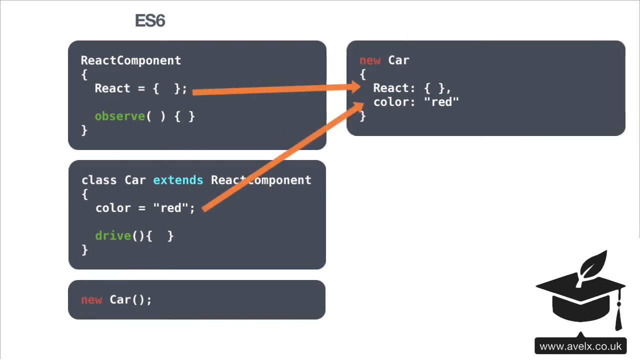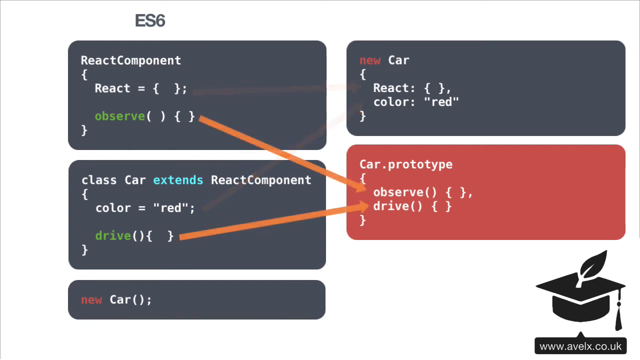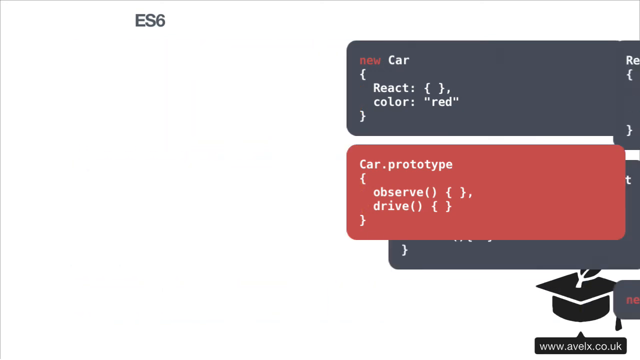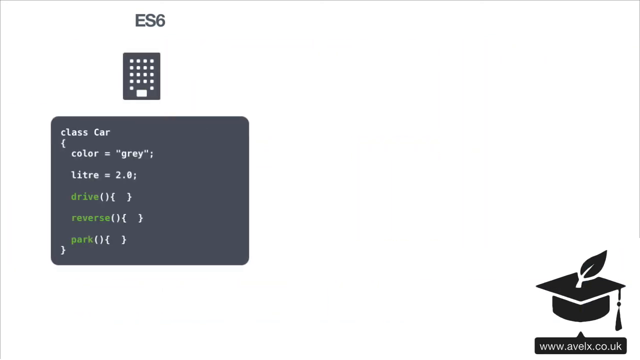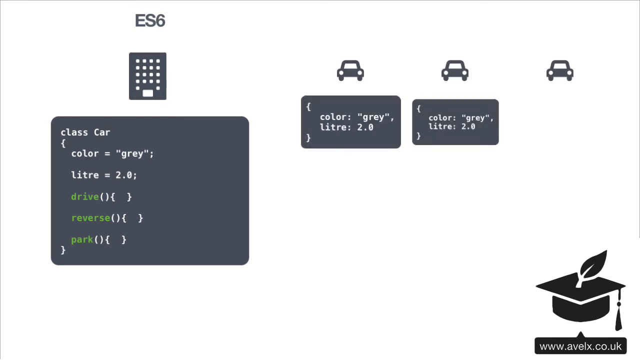It's important to note, all methods are stored in a prototype object. Think of the car class as a car factory, producing cars. Each car is an instance.